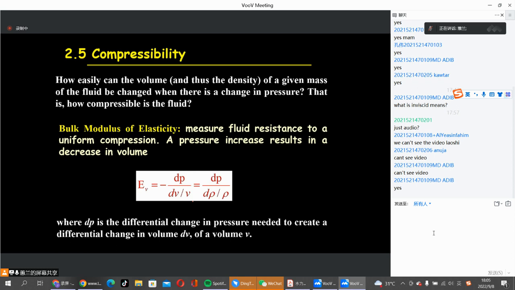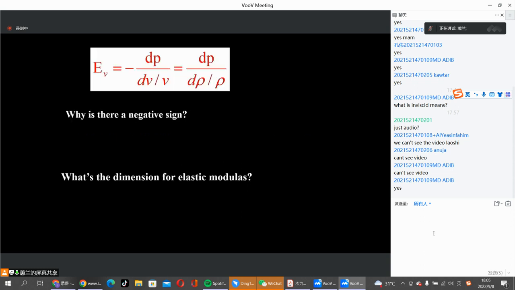One thing: why here is volume, and here is density? Why do we have a minus here? Because when dP is larger than 0, dV should be smaller than 0. That's why we have the minus here, right? Because we want the bulk modulus of elasticity to always be a positive value. And also because of mass conservation, we know the mass equals density times volume. So that's why we can use the volume change or the density change. So this is compressibility.